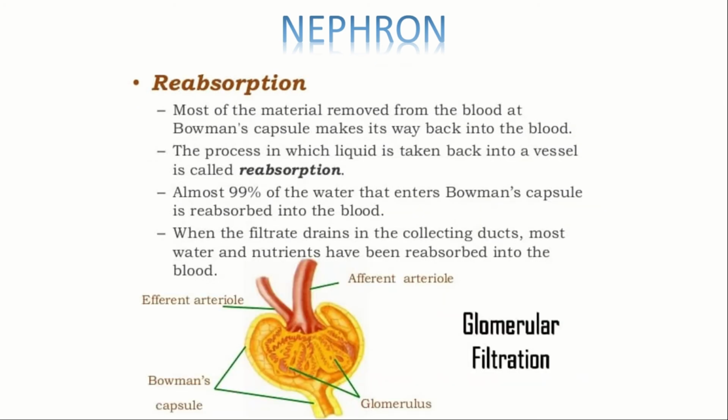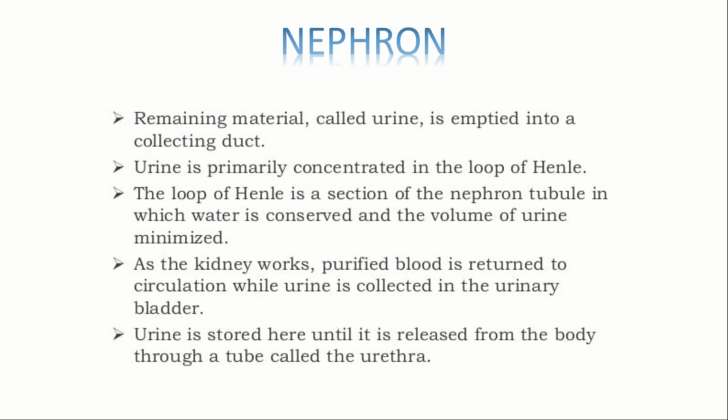Next important method is reabsorption. Most of the material removed from the blood at Bowman's capsule makes its way back to the blood. The process in which liquid is taken back into the vessel is called reabsorption. Almost 99% of water that enters Bowman's capsule is reabsorbed into the blood. When the filtrate drains into the collecting ducts, most water and nutrients have been reabsorbed into the blood. The remaining material, called urine, is emptied into the collecting duct.